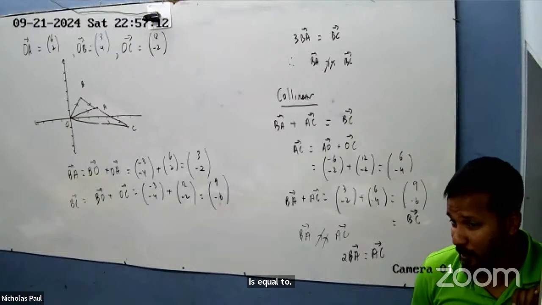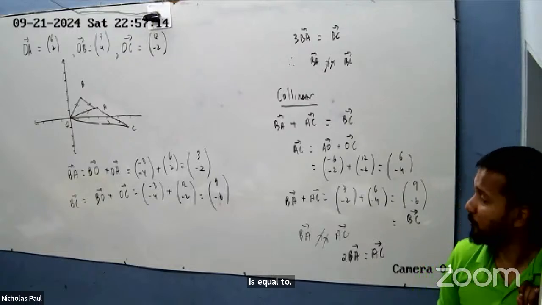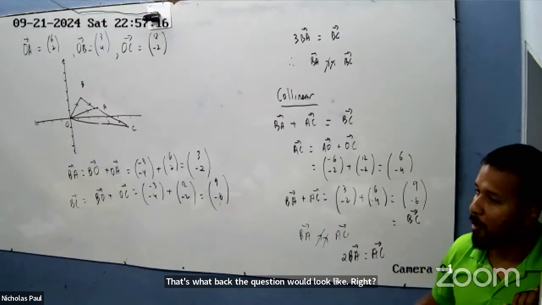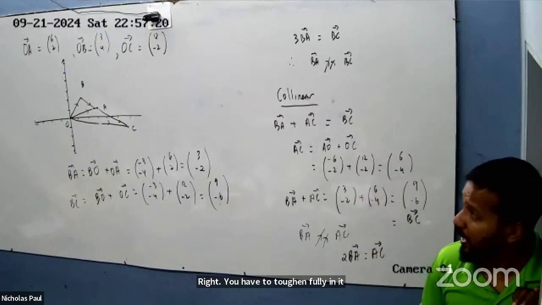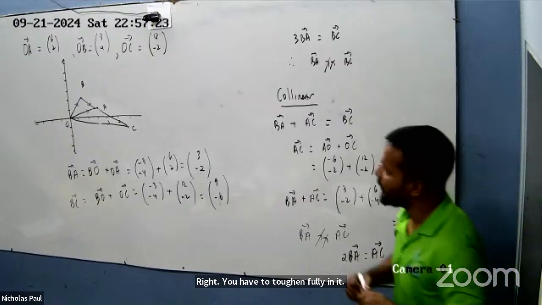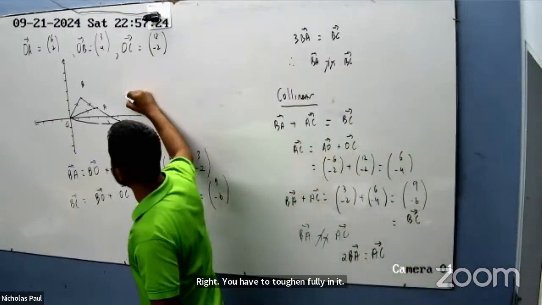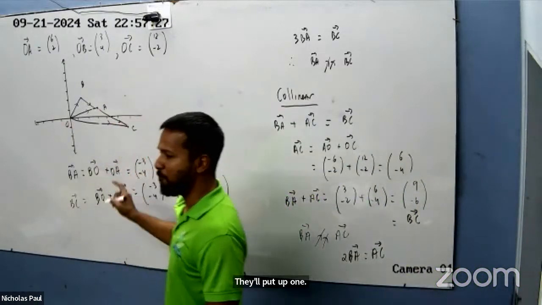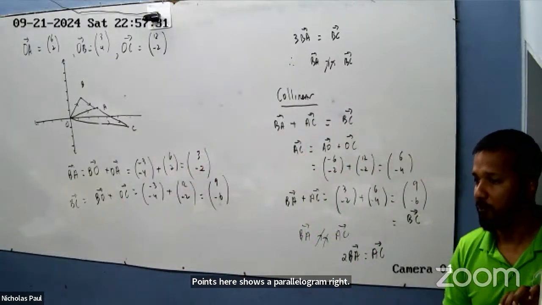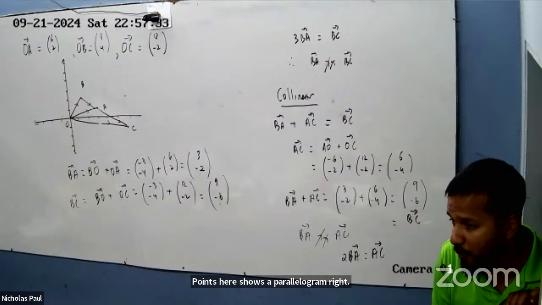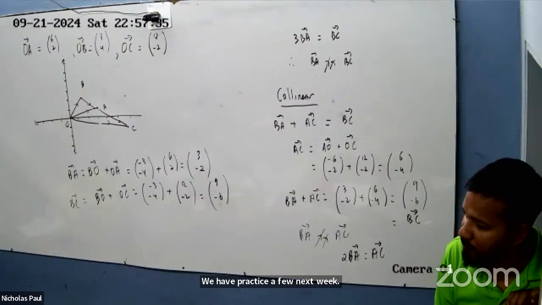That's what a vector question will look like. The hardest thing that can come is to find a ratio. I have one or two other small ones where they will put one more point here and ask you to show the parallelogram. You'll practice a few of those next week. Okay with that? Please go over this before next week, please.